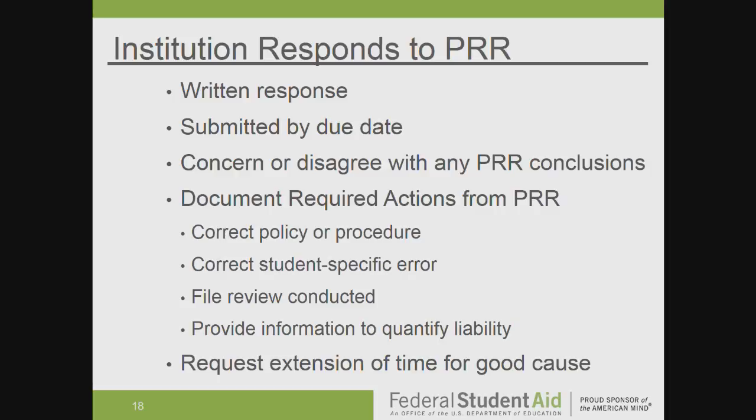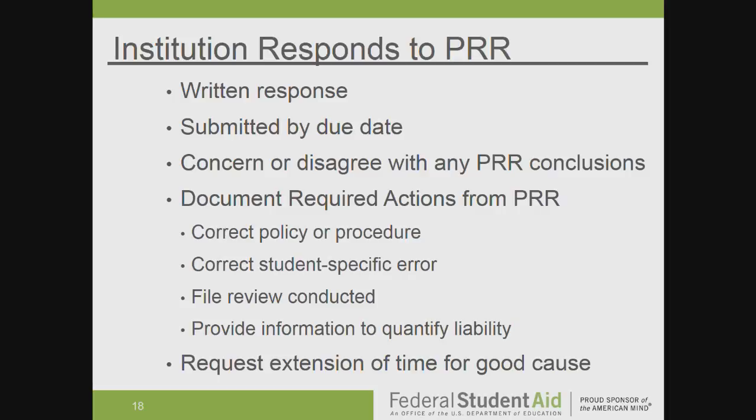The school can disagree with any of the program review report conclusions. An adequate explanation must be provided. Document required actions may require you to correct your policy or procedure, correct a student-specific error, or complete a file review. An extension can be requested with good cause.